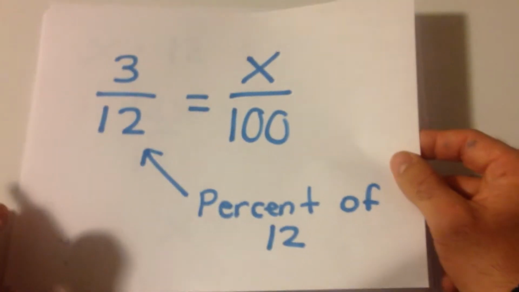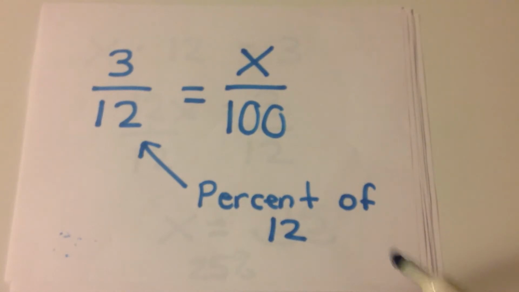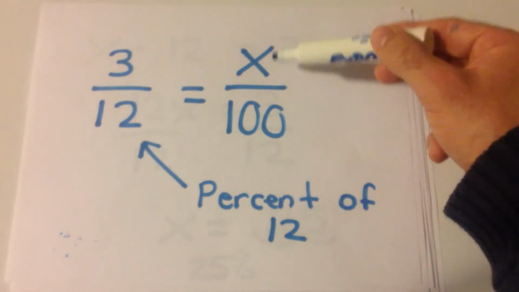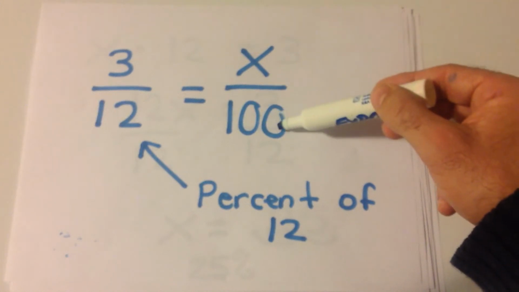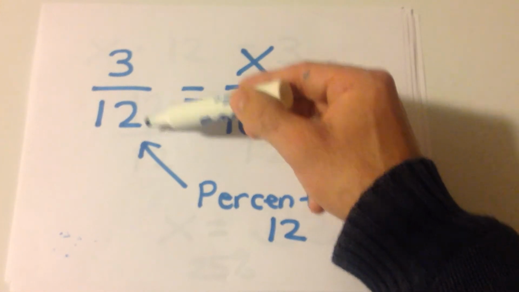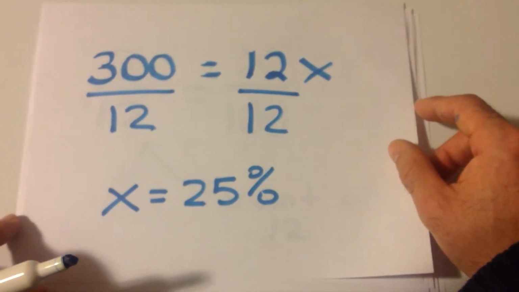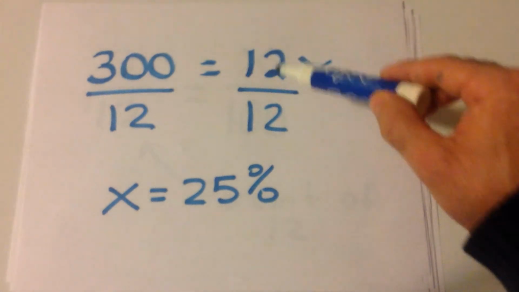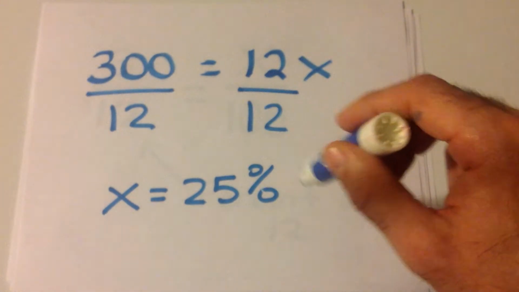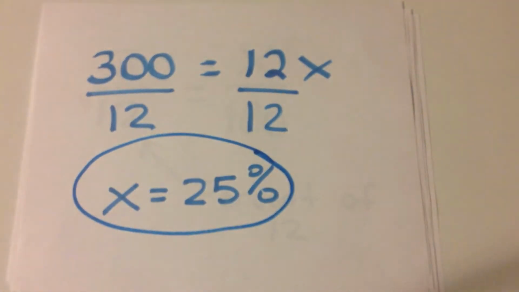If we did it like a ratio, it's asking what percent. We don't know the percent. That's why we put an x here, and it's over 100. We always put it over 100. What percent of 12, 12 is the whole, is 3? When we cross multiply, we get 300 equals 12x. Divide out the 12 on both sides. In this case, when we do a ratio, we get the answer right away. It's 25, which means it's 25%. So again, we have two ways of doing this.